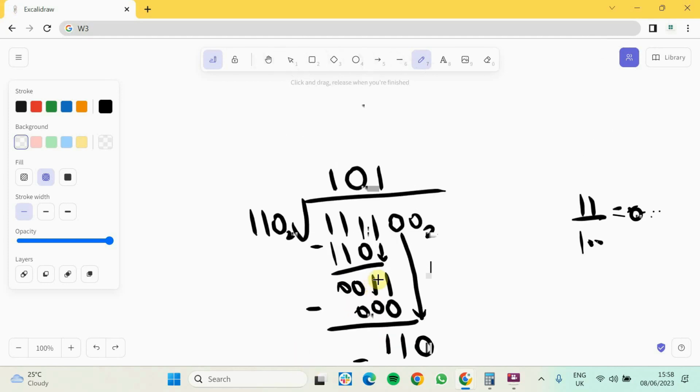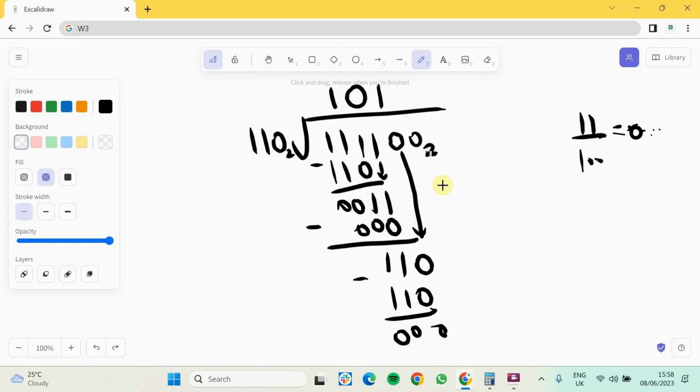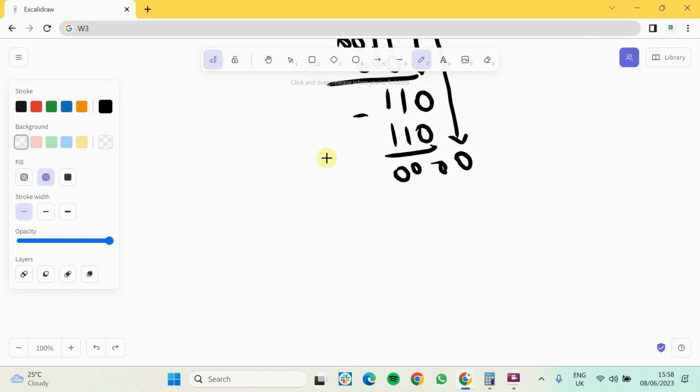Next up, we bring down, because there is still a value after this, we have to bring down that value, right? Even if it's 0, you still bring it down, right? This 0 that is here, as far as there's still a value here, you divide it by this 110. So 0 divided by 110 is still going to be 0, right? Then 0 times this value is going to give me what? It's going to give me 0, right? So 0 minus 0 is 0.